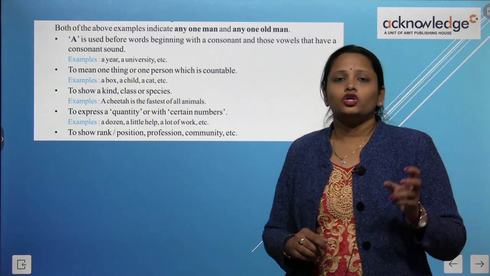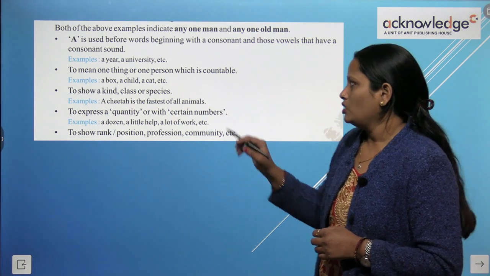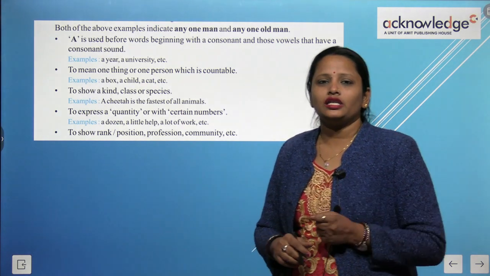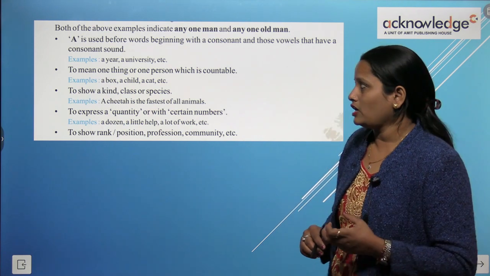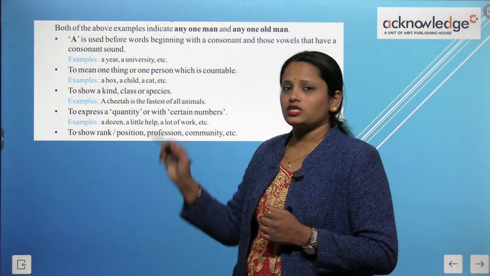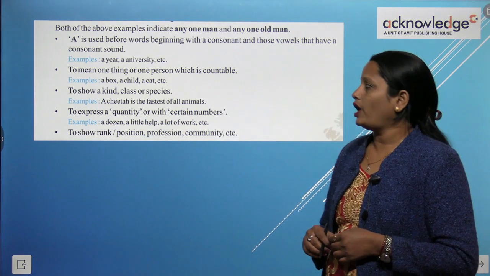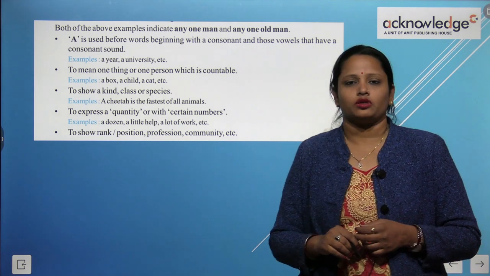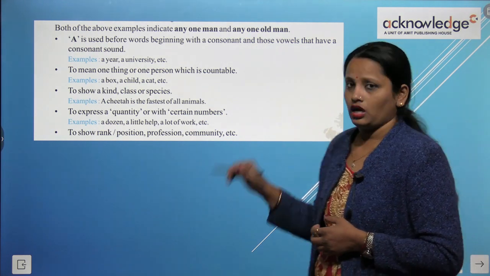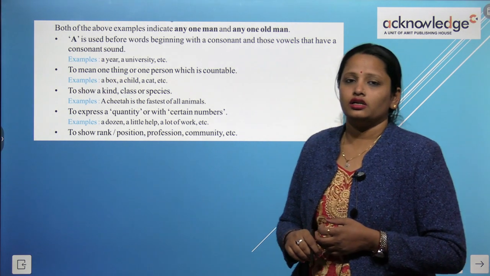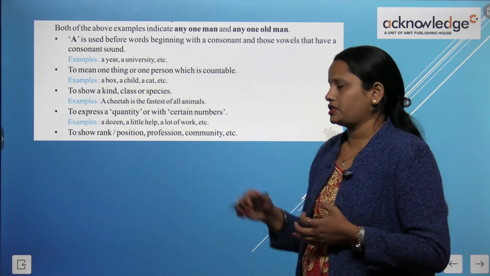Next is a university. अब university में भी u का sound आ रहा है, means year का sound आ रहा है. So that's why यहाँ पे भी हमने ये नहीं देखा कि university की spelling u से शुरू हो रही है, हमने ये देखा कि कौन सा sound आ रहा है. So we have to focus on the sound, कि कौन सा sound आ रहा है. Also, a is used to mean one thing or one person which is counted. किसी ऐसे के साथ a लगाते हैं जो one हो और countable हो. For example, a box, a child, a cat, etc.